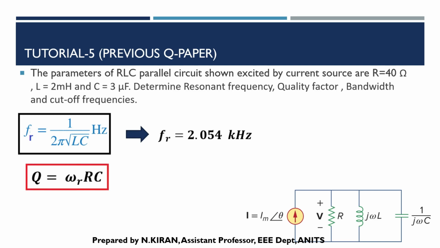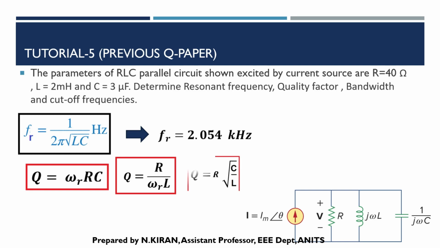Next, the expression for quality factor in parallel resonance is omega RC. The other expression for quality factor is R by omega L, and the third expression is R into root of C by L. So we can use any one of the three formulas. On just substitution, we get the value of the quality factor in parallel resonance to be 1.54.